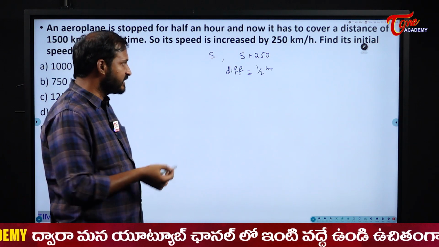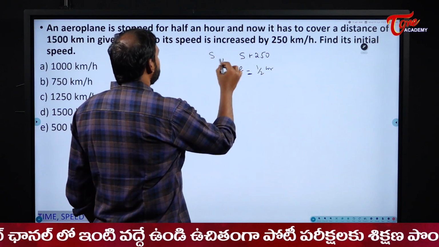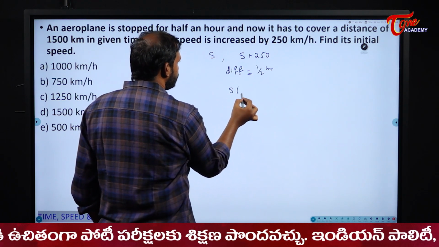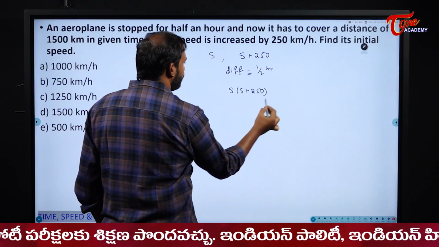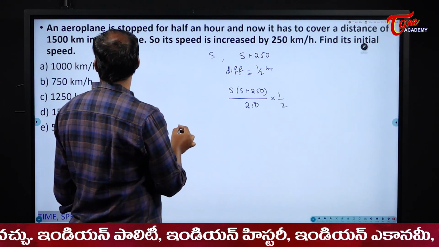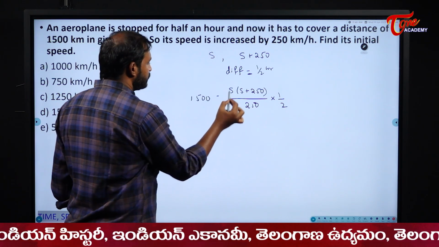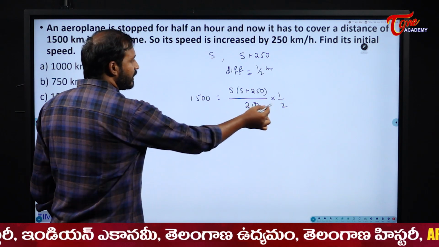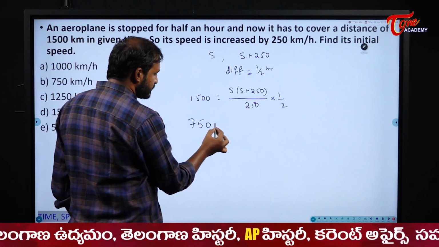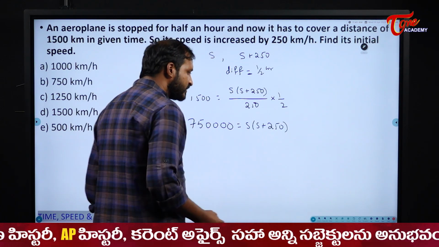So as usual, substitute into the distance formula and you will get the answer. So what do you get here? Difference in time: S into S plus 250 by 250 into 1/2, that is equal to 1500. So what does it become? 25 2s are 500, 5 15s are 75 and 4 zeros, that is equal to S into S plus 250. Simply substitute the options and check it.